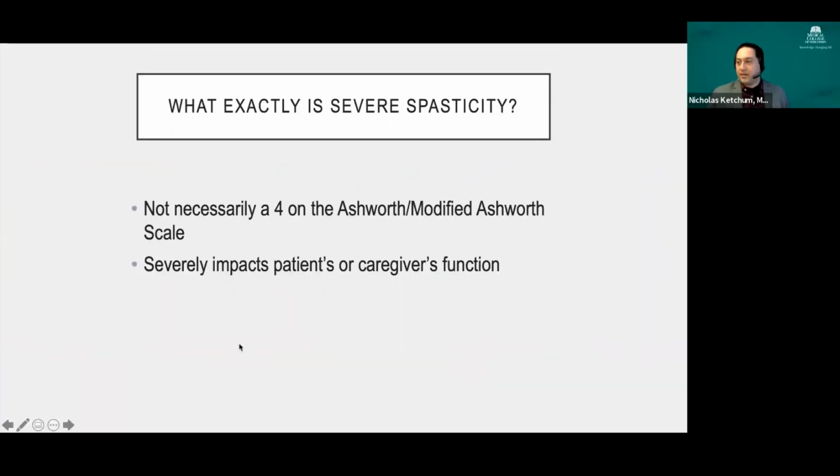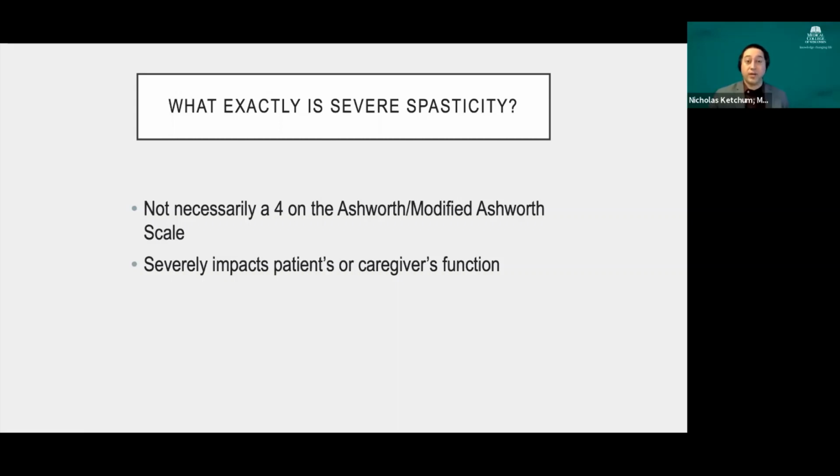So I mentioned severe spasticity, and I talked about the criticisms of the Ashworth scale, and how a 4 on the Ashworth scale could be talking about contracture in addition to spasticity. Well, and severe spasticity doesn't necessarily have to mean, when you're considering intrathecal baclofen therapy, a 4 on the Ashworth or modified Ashworth scale. We consider it to severely impact a patient or caregiver's function. And so we have people who have what you would maybe consider mild or moderate spasticity on exam, but it's really a burdensome issue for their life and function.